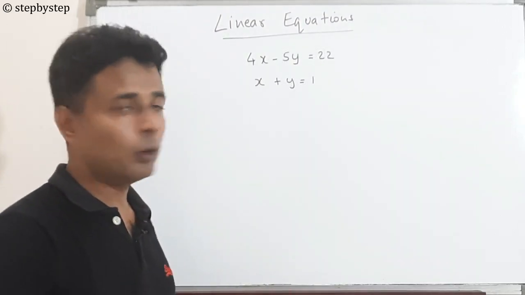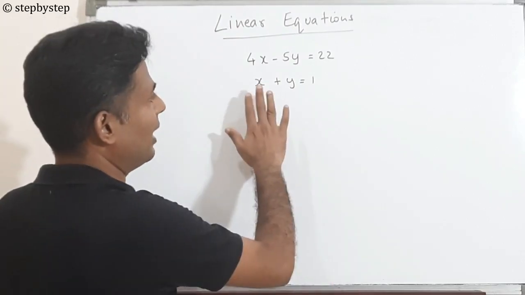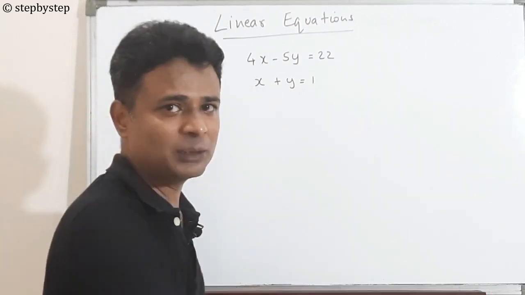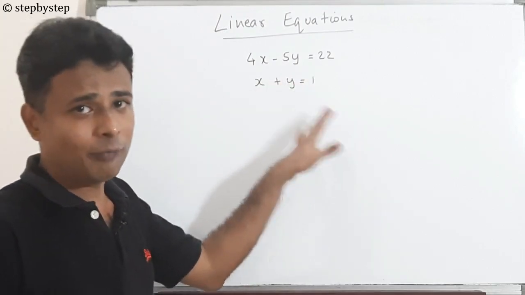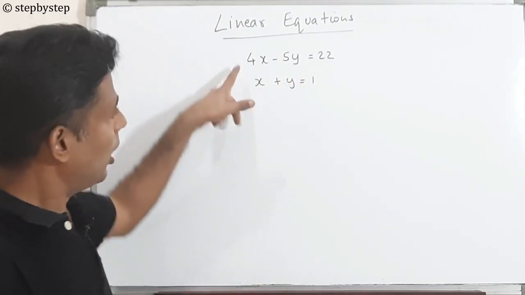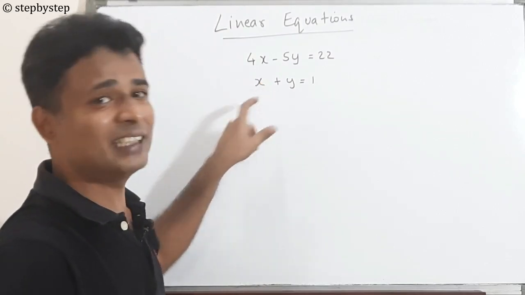Alright, we'll try one more problem using substitution method. Now what is substitution method? I keep one variable on one side, transpose everything on the other. Either I substitute x in terms of y or y in terms of x. Now in these two, this is a smaller equation with smaller numbers, right? So I'll use this first.